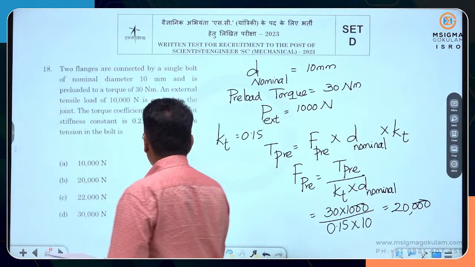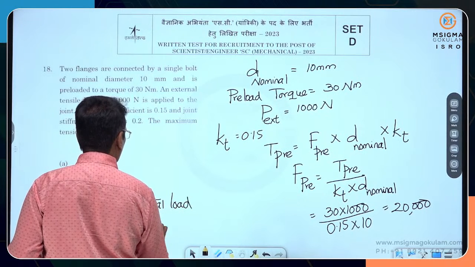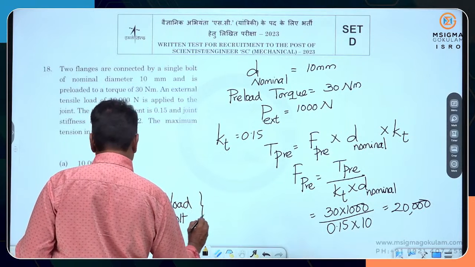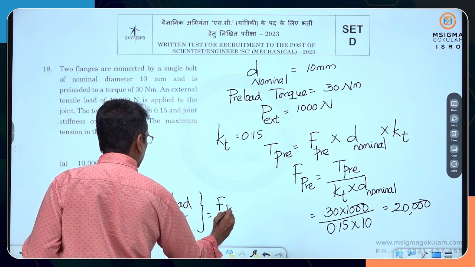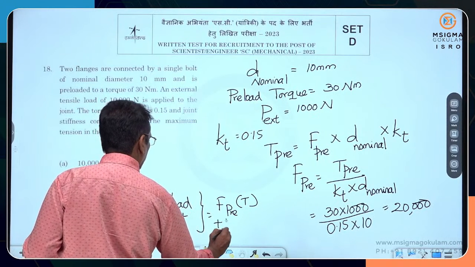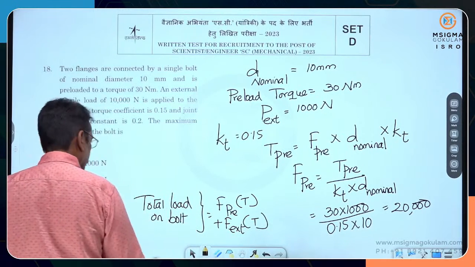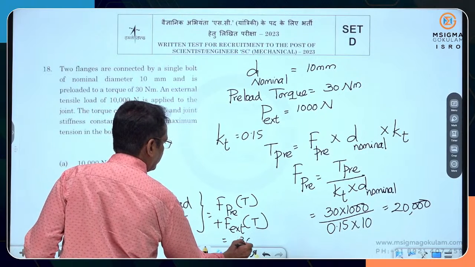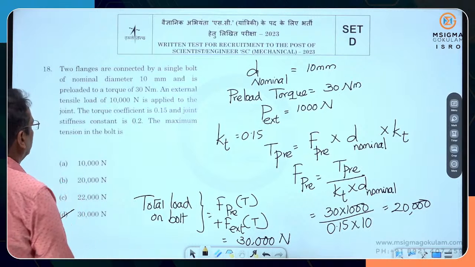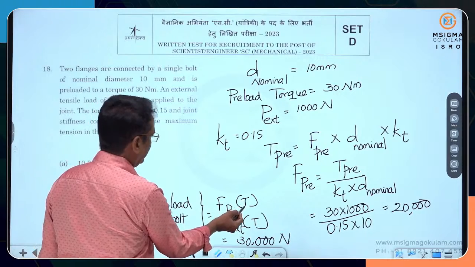Total load on bolt will be F preload, which is tensile, plus F external, that is also tensile load. Both will be added. If you add it up, it will be 30,000 newtons. Answer will be D, the maximum tension in the bolt. T meaning for tension.